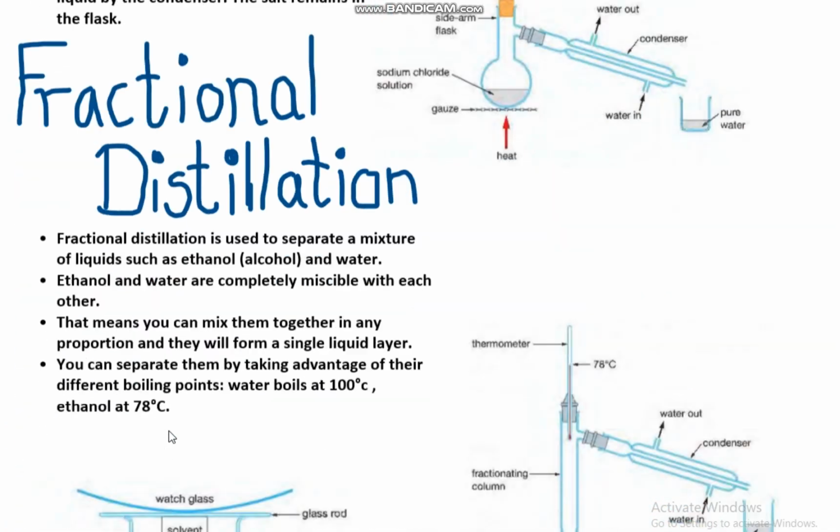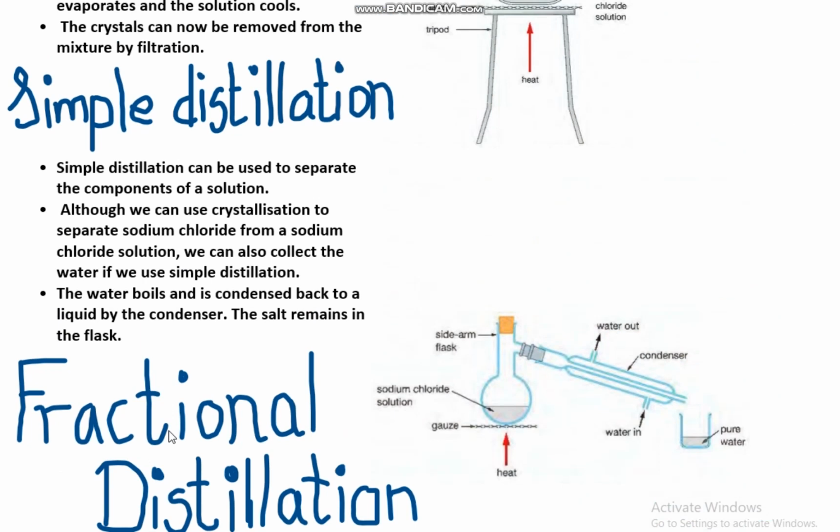And then we have simple distillation. Simple distillation can be used to separate the components of a solution. Although we can use crystallization, we can also collect water by using simple distillation. Here the water is boiled and condensed back in the condenser, and the salt remains in the flask. When we boil this, the sodium chloride remains here, and the water moves through here and is collected here as it is condensed. So it is almost the same as crystallization, but with an added feature that it can collect pure water.